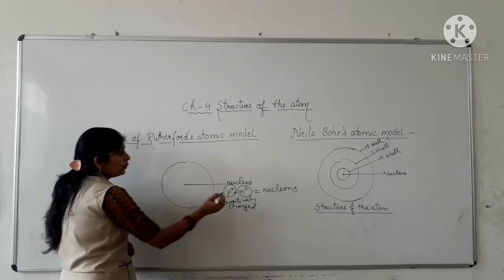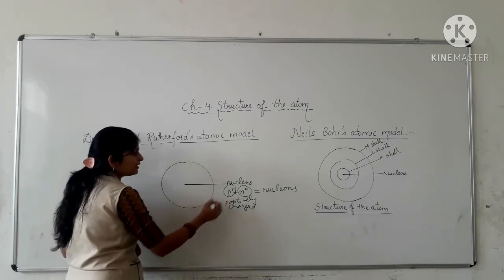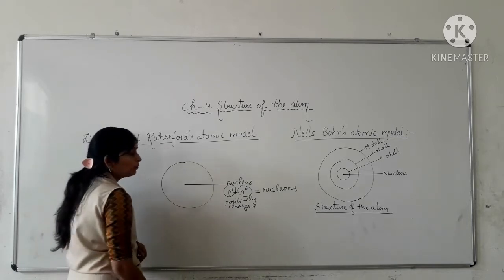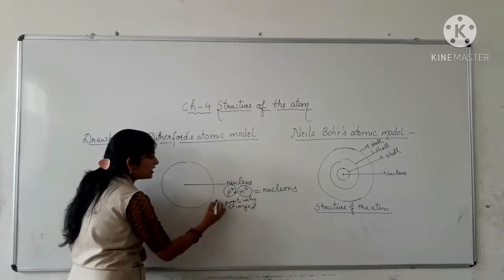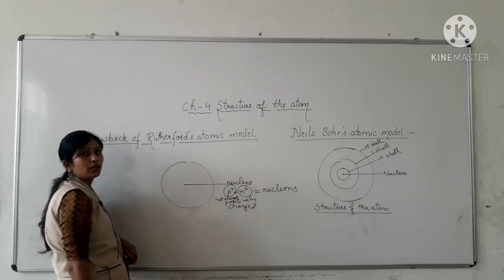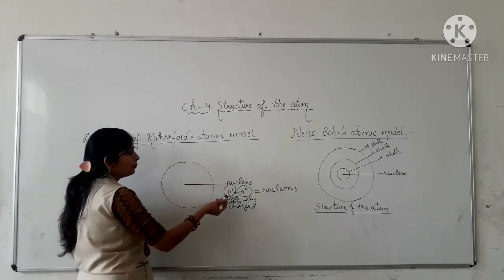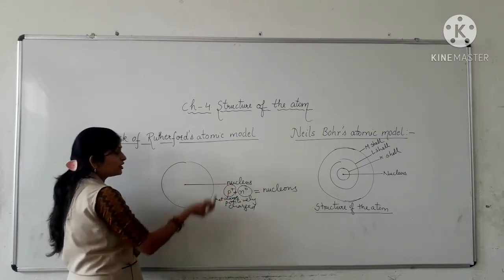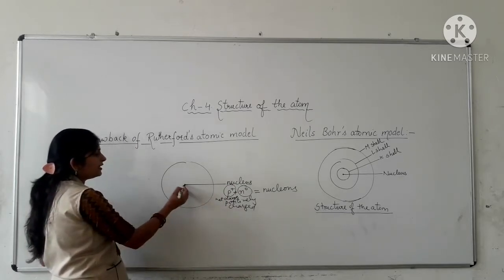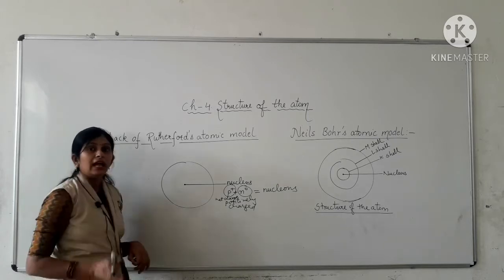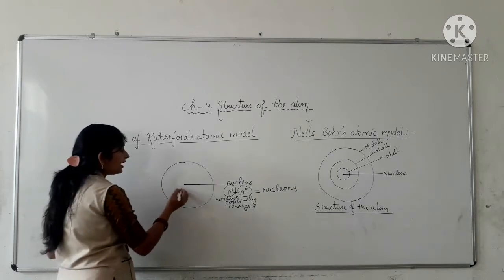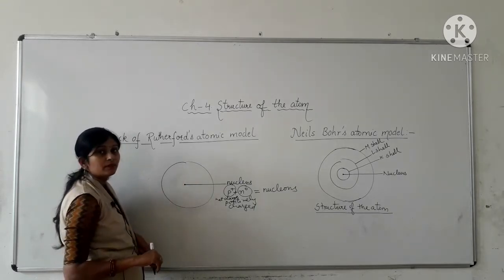Now, protons have positive charge but neutrons have no charge. So, what is the net charge on the nucleus? It is positive charge because the nucleus contains protons and neutrons. Neutrons have no charge, protons have positive charge. So, what is the net charge on the nucleus? It is positive charge. And electrons, being negatively charged, are attracted towards the nucleus.